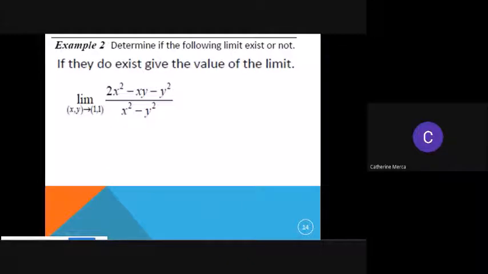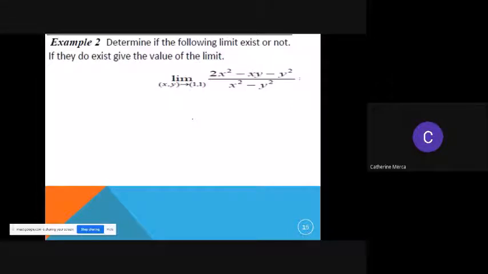Next, determine if the following limit exists or not. If it does exist, give the value of the limit. Where will it not exist at this point? X squared should not be equal to y squared. Correct? But then, you can rewrite this as follows. The limit of 2x squared minus xy minus y squared.